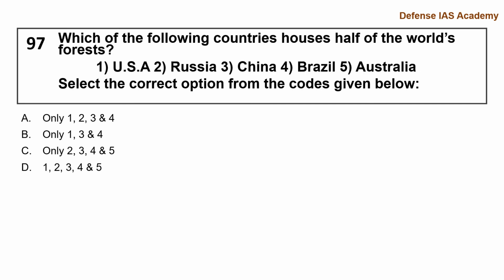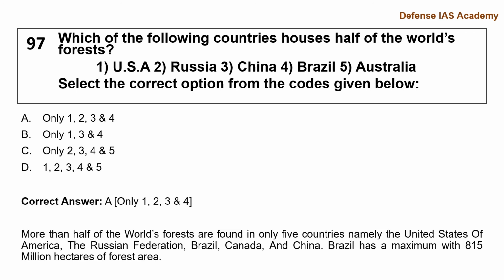Question 97. Which of the following countries houses half of the world's forest? 1 is USA, 2 Russia, 3 China, 4 Brazil, 5 Australia. Select the correct option from the codes given below. The correct answer is option A. Only 1, 2, 3 and 4. More than half of the world's forests are found in only 5 countries, namely United States of America, the Russian Federation, Brazil, Canada and China. Brazil has the maximum with 815 million hectares of forest area.